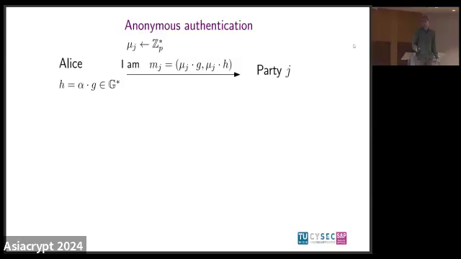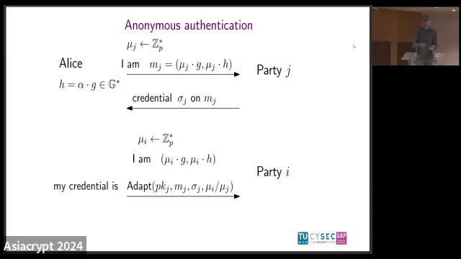And then later, Alice only has to authenticate with her pseudonym, that is, she chooses a random mu j for every party j that she talks to, and says, hello, I am mj, and that's just mu j times g and mu j times h. And if that party now is an authority and gives her a credential sigma j, then Alice can use that credential with a different party i by choosing a new scalar mu i, authenticating with party i as mu i times g and mu i times h, and then using the credential she obtained from party j by adapting it with the factor mu i divided by mu j to get a signature on her pseudonym for party i.